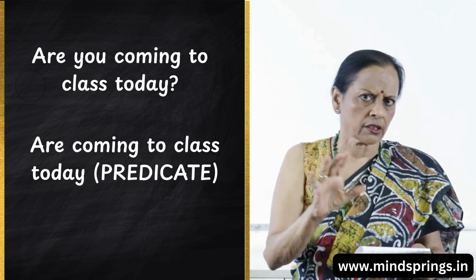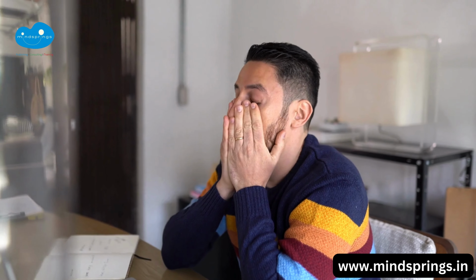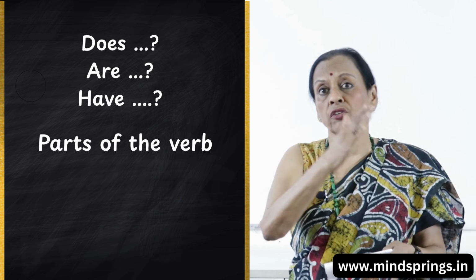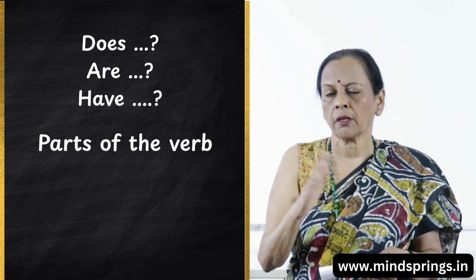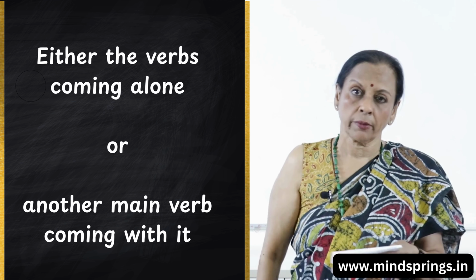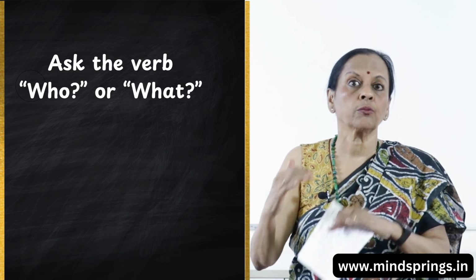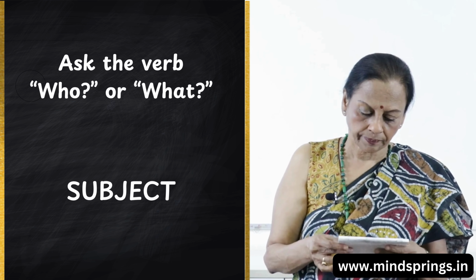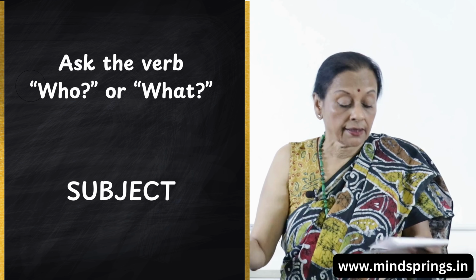So it's very, very simple. You don't have to worry because it's a question, whether it's a question starting with does, are, have, remember, all these are parts of the verb. They're part of the verb. You will have either the verb coming alone or you will have another main verb coming with it. But if you ask that verb who or what, you will get the subject sitting in the sentence. That's it.